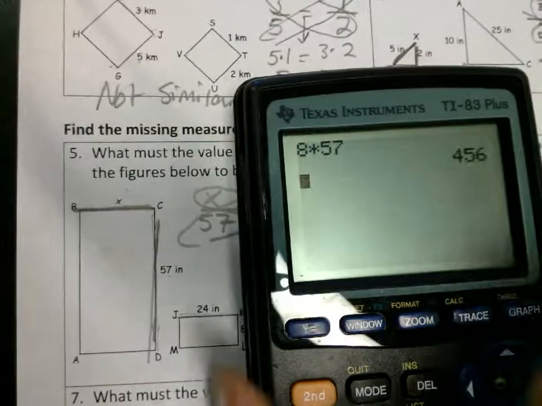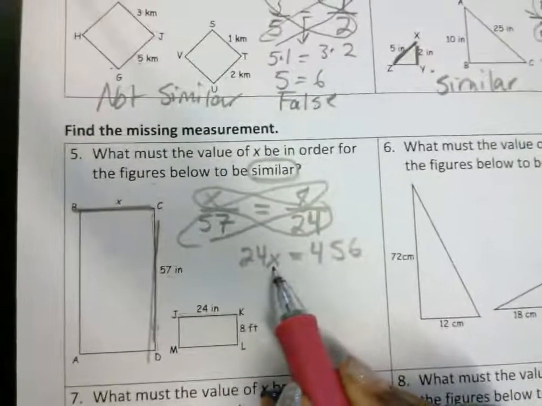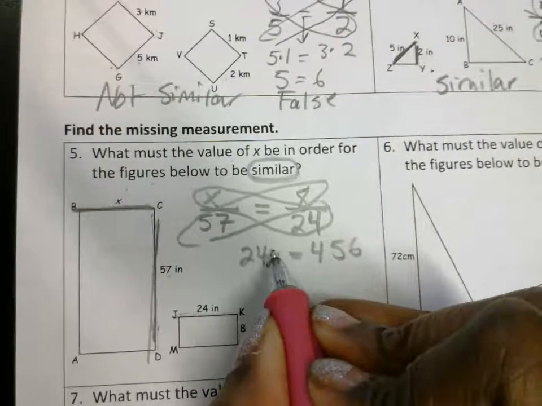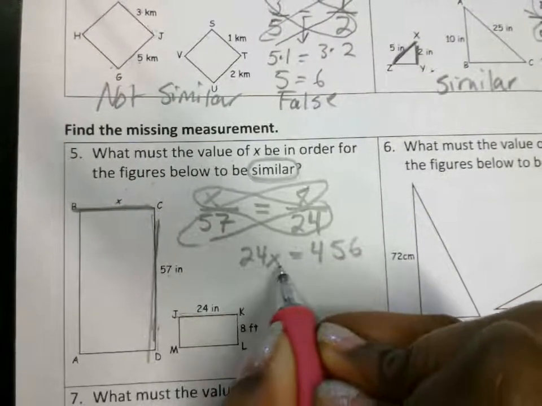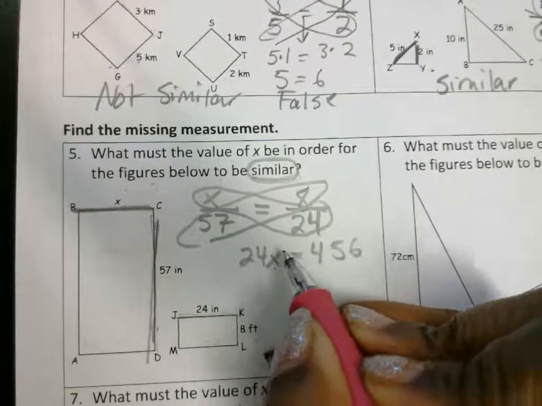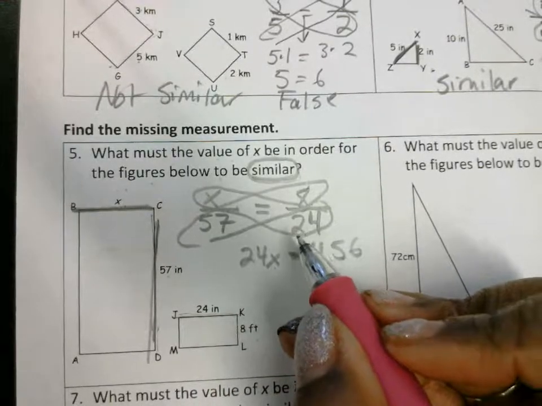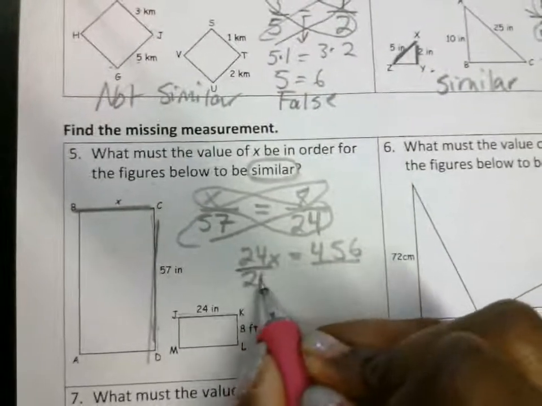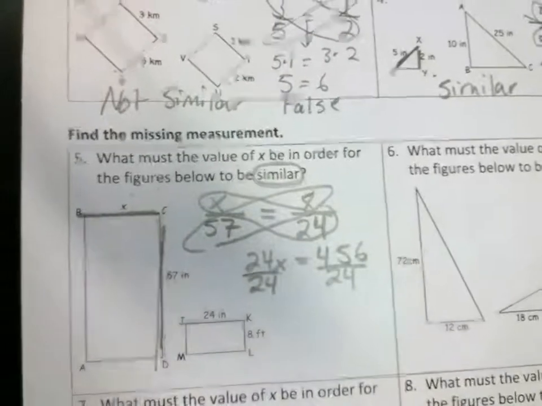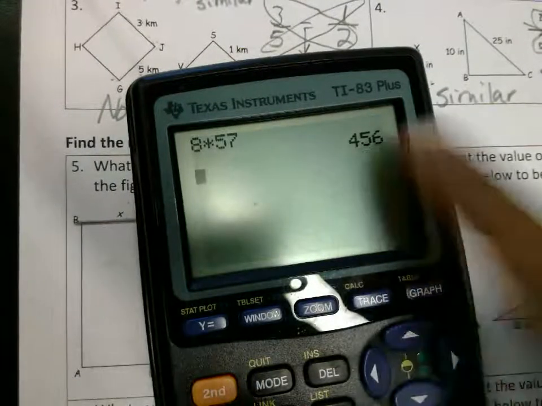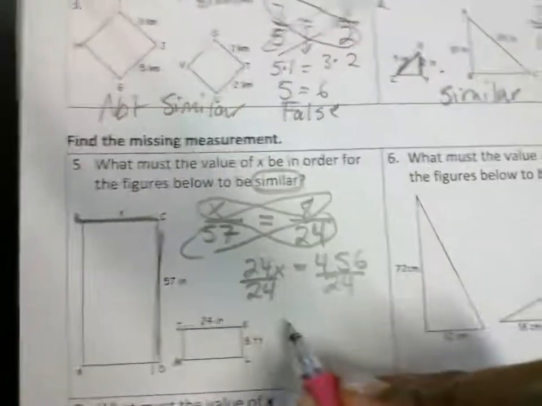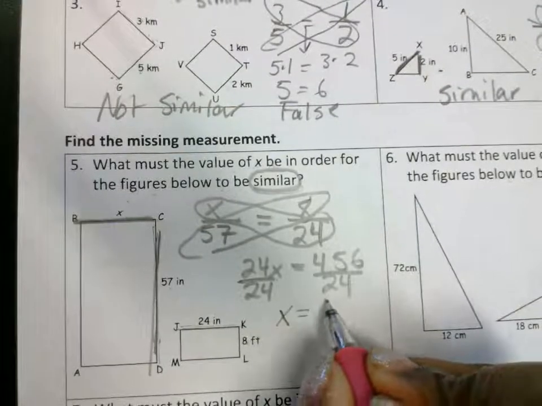Now we got to get x by itself. What operation is automatically between the coefficient and a variable? Multiplication. What's the inverse of multiplication? So we're going to divide both sides by 24. We're going to say 456 divided by 24. What does that give you? So x is equal to 19 feet.